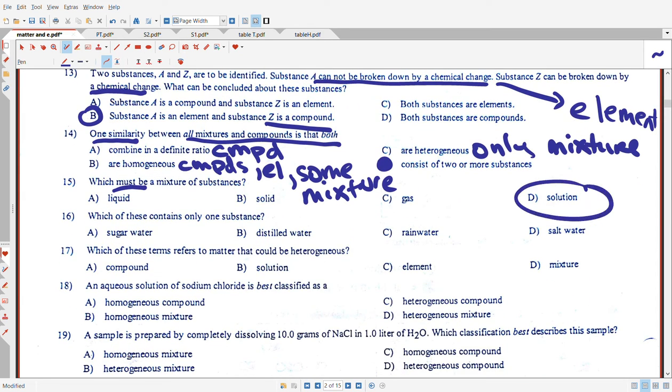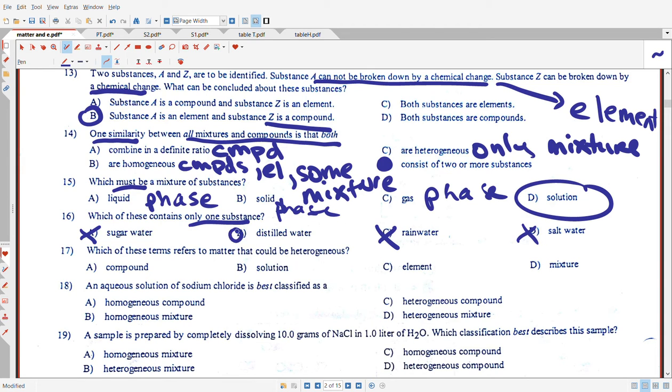Which must be a mixture? I'm going to look for solution. These are just a phase of matter, which contains only one substance. So I'm looking for an element or a compound, but sugar water has sugar and water. Rainwater has dirt and water. Salt water has salt and water. Distilled means they purified it. But by default, if you didn't know what the word distilled means, you should still be able to figure this out.